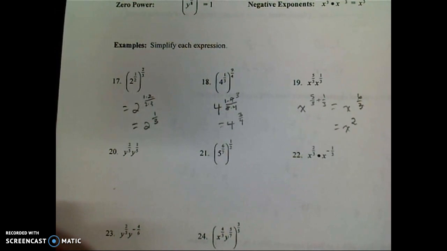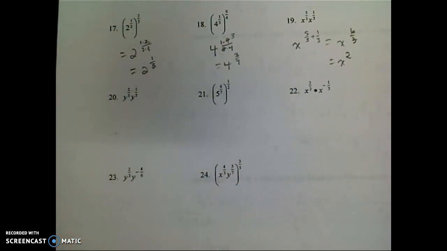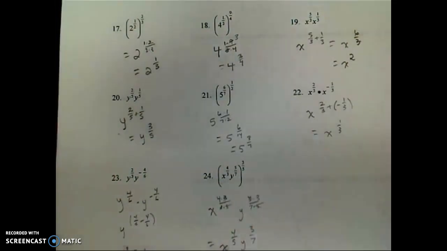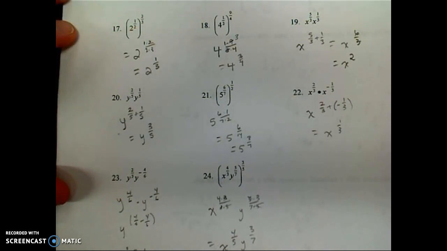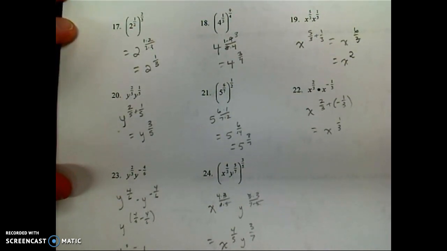Again, go ahead and pause the video, and you can work on the remainder of the examples yourself, come back and check your work. Okay, so let's see what you've got. In number 20, powers with the same base, we're going to add the exponents. 2/5 and 1/5 gives us 3/5.